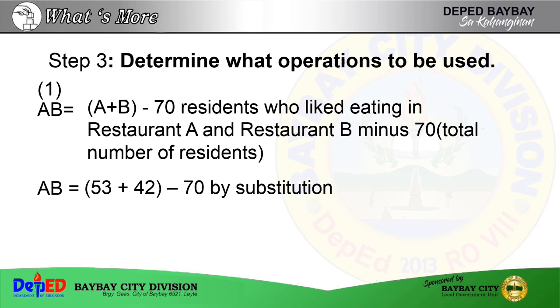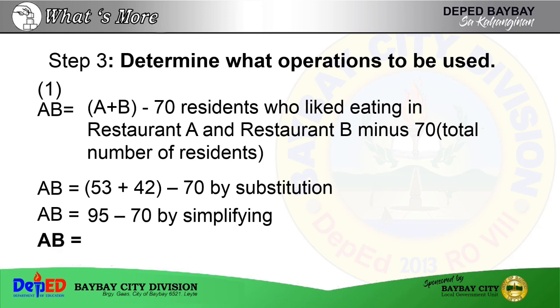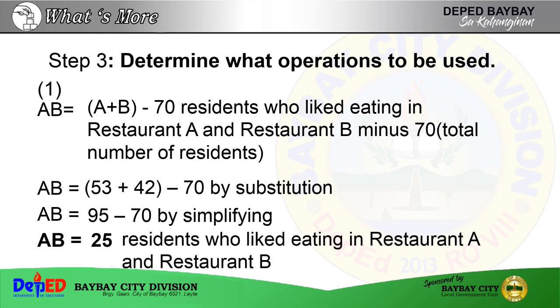Then A∩B will become 95 minus 70. This is done by simplifying. We get 95 from the sum of 53 and 42. The result now of A∩B is equal to 25. 25 came from 95 minus 70. So there are 25 residents who like eating in Restaurant A and Restaurant B.